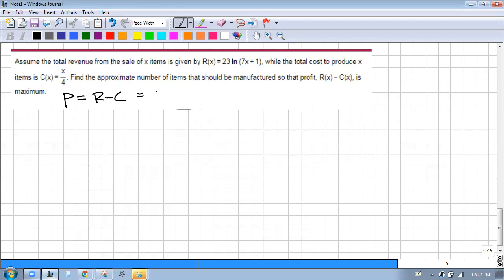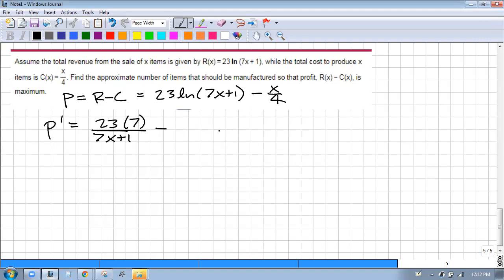Well, what is P? Let's see. R is 23 natural log of 7x plus 1. And then C of x is x over 4. So that's P of x. So P prime is going to be the derivative of P with respect to x. So P prime, we have a 23. The derivative of natural log of stuff is 1 over stuff times the derivative of the stuff. The derivative of x over 4 is just 1/4. So we need to set this equal to 0 and solve for x.